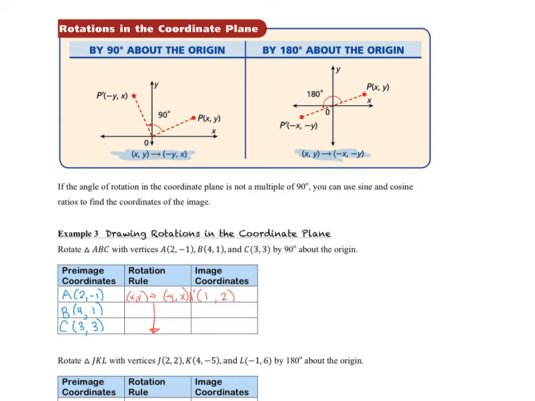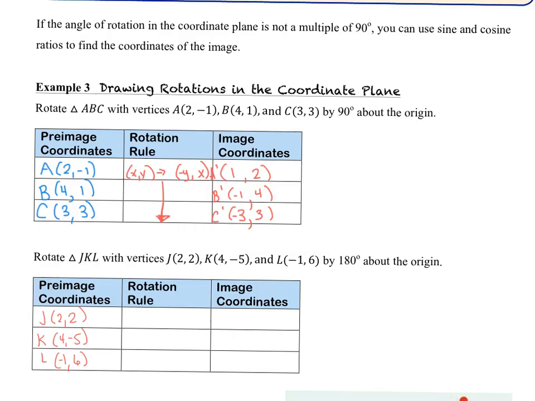So that's A prime. B prime would be x and y switches again, x stays the same, y becomes negative, or opposite sign, I should say. And for C, same thing. So the x switches and so does the y, but the y becomes the opposite sign. So those are my new coordinates.